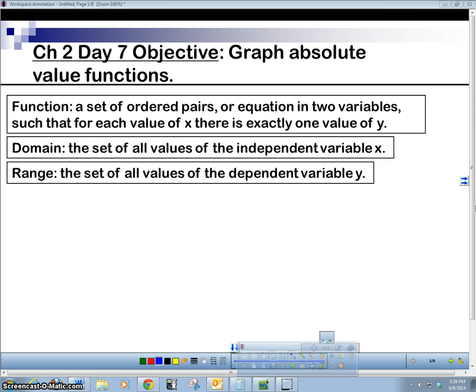I got the PowerPoint from a friend, but there are some things on here, and I'm going to show you a little trick on how to graph these absolute value functions. So let's take a look at how we're going to do that.